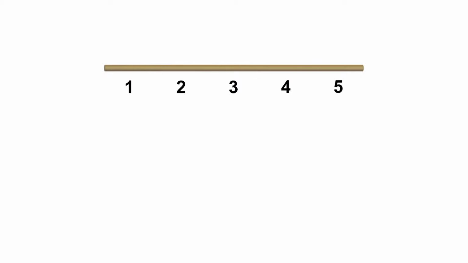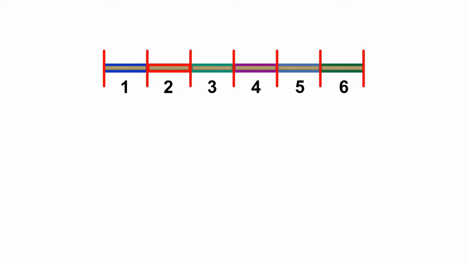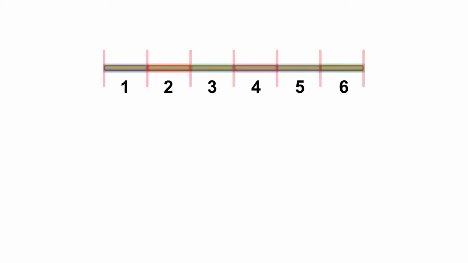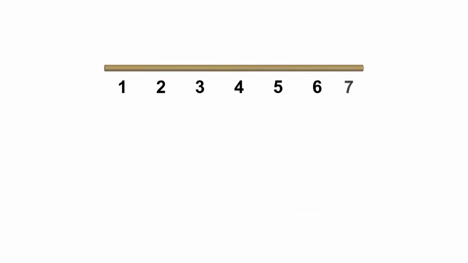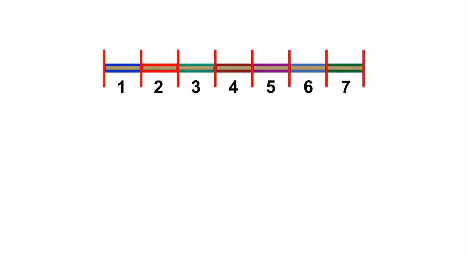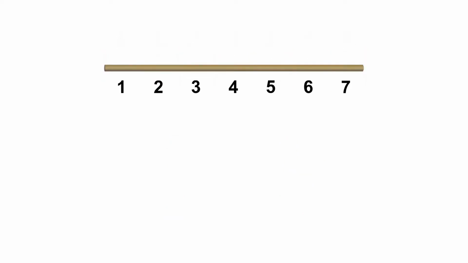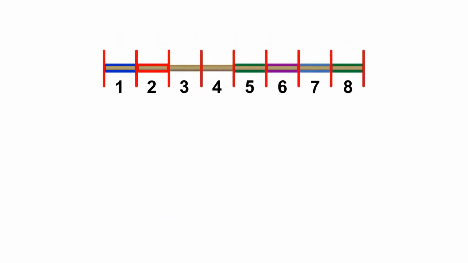Now we will divide the whole portion of the same rod into 6 equal parts. Thus the fraction for each of the 6 parts will be written as 1 by 6. We again divide the whole portion of the rod to get 7 equal parts. The fraction for each of the 7 parts will be 1 by 7. Finally, dividing the rod further will give us 8 equal parts, each of the parts written as 1 by 8.